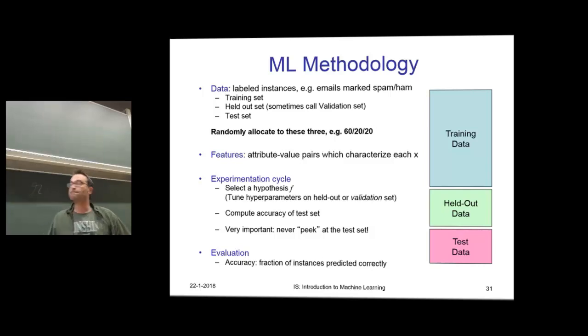60-20-20. And the idea is that you need a lot of data to train, so that's usually 60%. And then you have 40% which you put aside in some extra file, which you don't look at. And later you want to evaluate your algorithms on it.